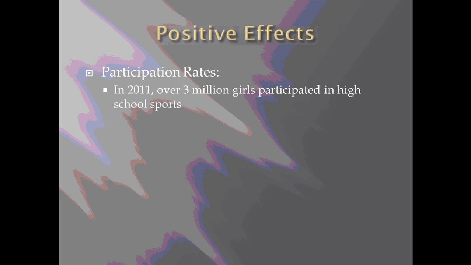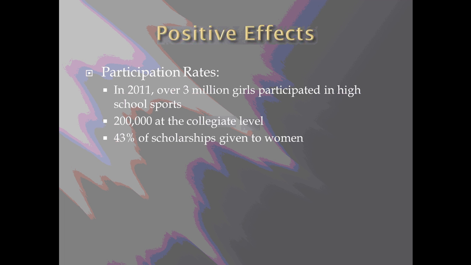But some of the positive effects in terms of participation rates. In 2011, over 3 million girls participated in high school sports. If you remember, back before the 70s, it was 300,000. Substantial growth there. 200,000 are participating at the collegiate level. Prior to Title IX, the numbers were closer to 30,000. 43% of scholarships given at the college level are given to women.